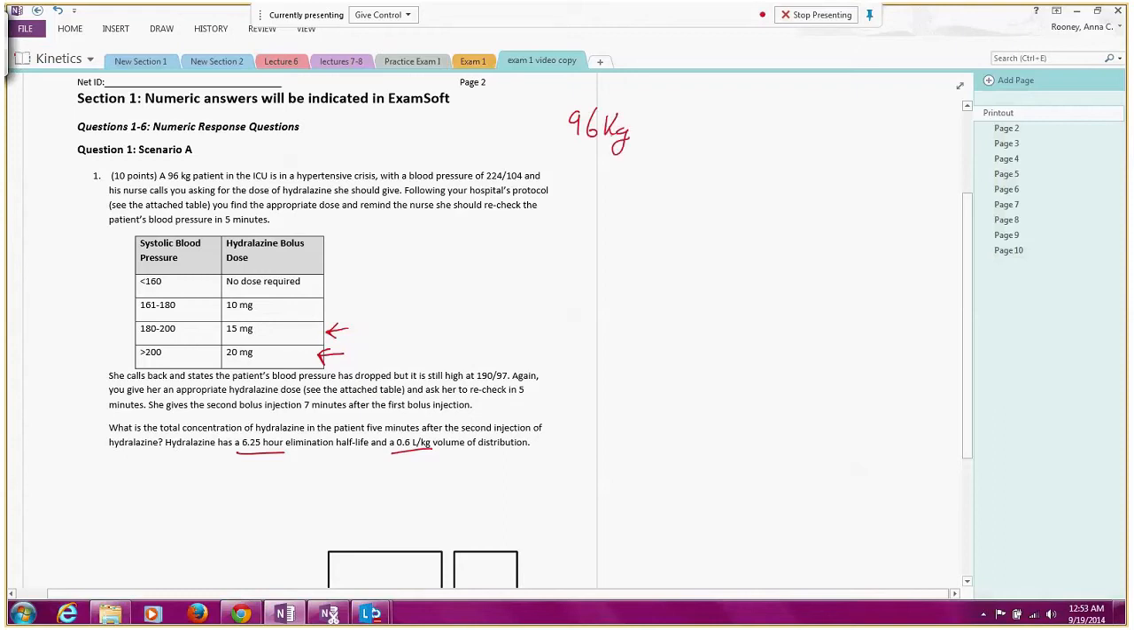So the patient is 96 kilograms, and for the first dose, you gave them 20 milligrams, and for the second dose, you gave them 15 milligrams. Now, is this an IV or a bolus dose? This is a bolus dose. You just have 2 bolus doses. So the way that we're going to find this is the concentration of loading dose 1 and concentration of loading dose 2.